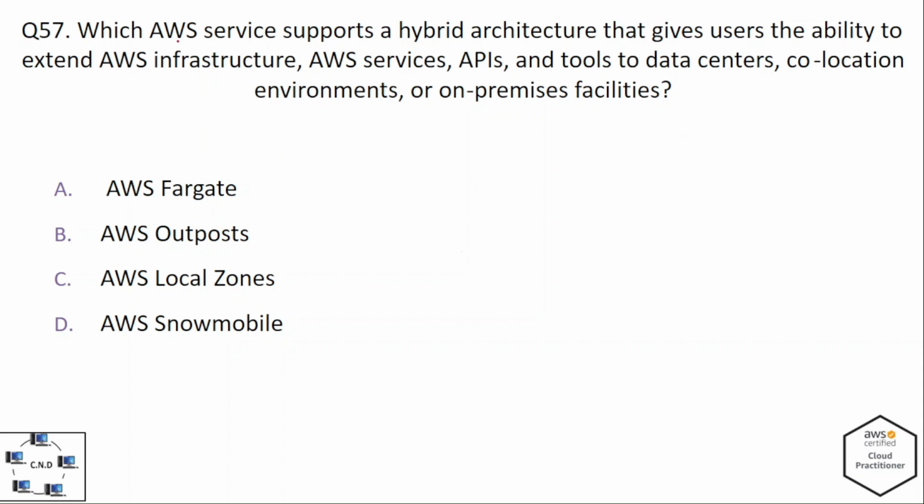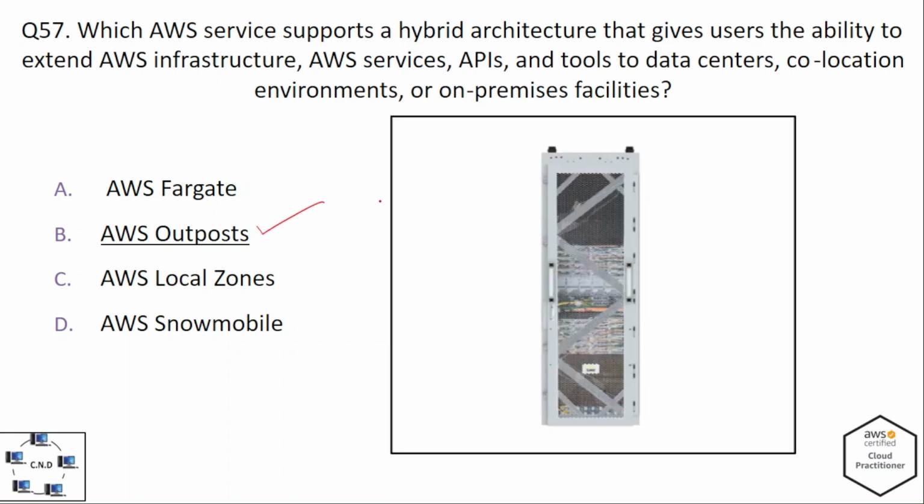Question number 57 is: which AWS service supports a hybrid architecture that gives users the ability to extend AWS infrastructure, AWS services, APIs, and tools to data centers, co-location environments, or on-premises facilities? And the options are A. AWS Fargate, B. AWS Outposts, C. AWS Local Zones, and D. AWS Snowmobile. And the correct option is AWS Outposts.